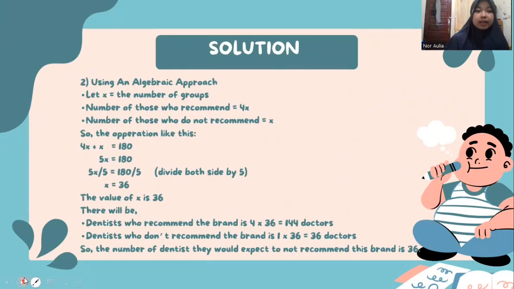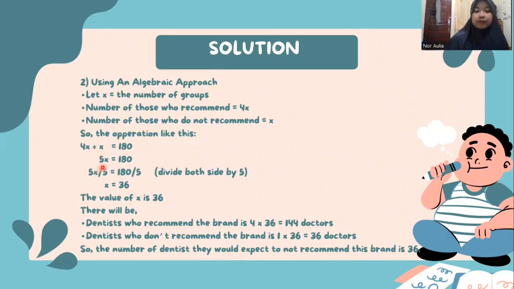The second method is using an algebraic approach. Let x be the number in each group. The number of those who recommend it is 4x, and the number of those who do not recommend it is x. So the operation is like this: 4x plus x equals 180.